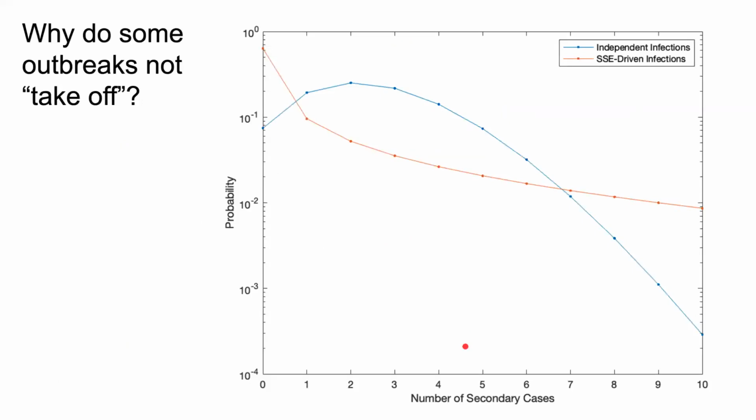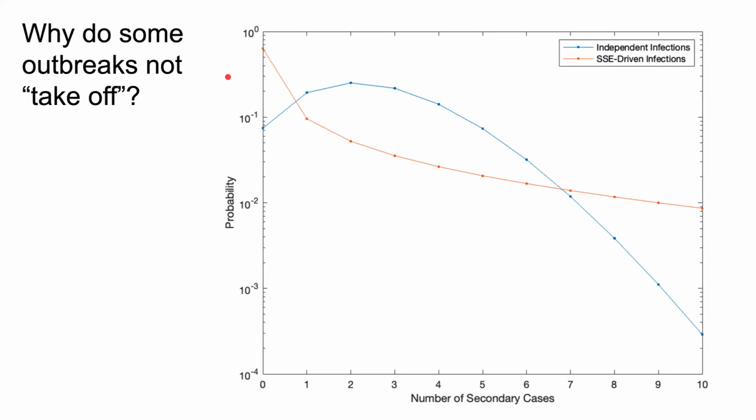So why do some outbreaks not take off? And what do I even mean by takeoff? Well, here are the probability distributions for secondary cases according to our two different models. We have our Poisson distribution, the one labeled independent infections. And we also have our negative binomial model right here. This one is labeled as SSE, super spreading event driven infections. This is also the model that we're using to represent the spread of COVID.